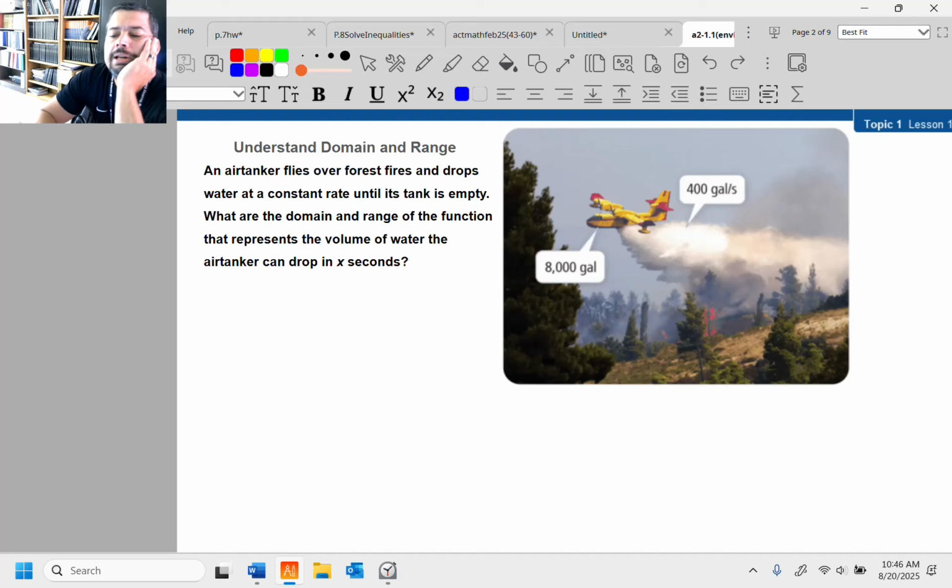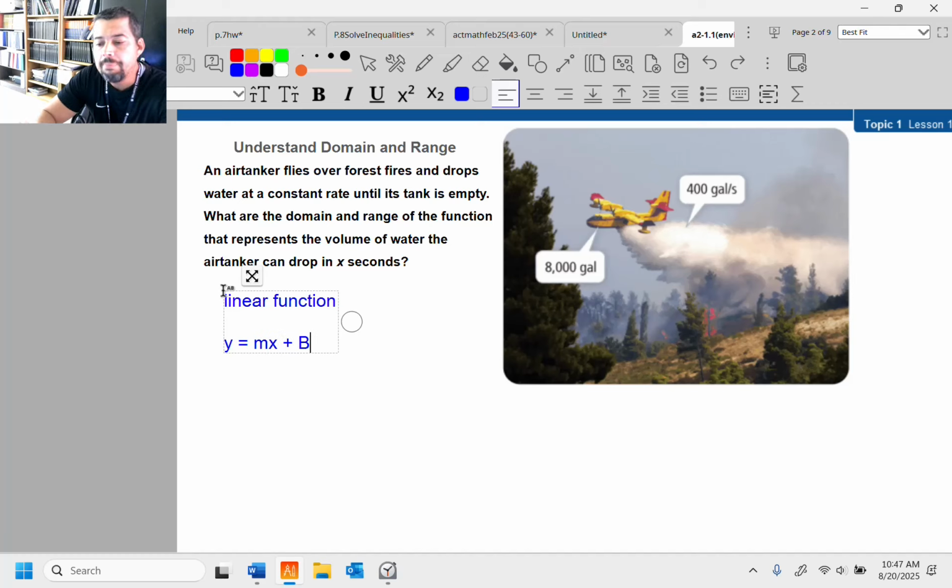All right, understanding domain and range. An air tanker flies over forest fires and drops water at a constant rate until its tank is empty. What are the domain and range of the function that represents the volume of water the air tanker can drop in x seconds? Now, it says it drops it at a constant rate, which makes me think that this is a linear function. And I'm going to go back to 8th grade with y'all, and we're going to write an equation for it, because it is.